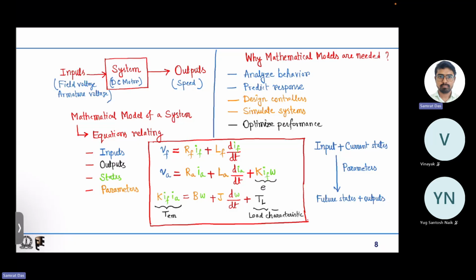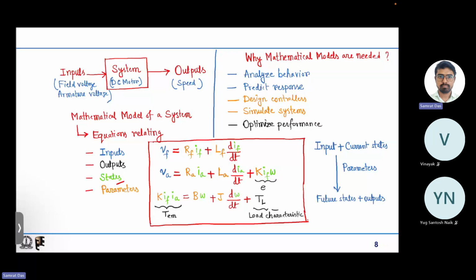Now, we also discussed the mathematical model of a system. Any system is a physical thing, and if we represent the physics of the system through mathematical equations, that becomes the mathematical model of the system. So it's basically a set of equations that relate the inputs to the outputs, and it also includes certain states, called state variables, specifically for dynamic systems.